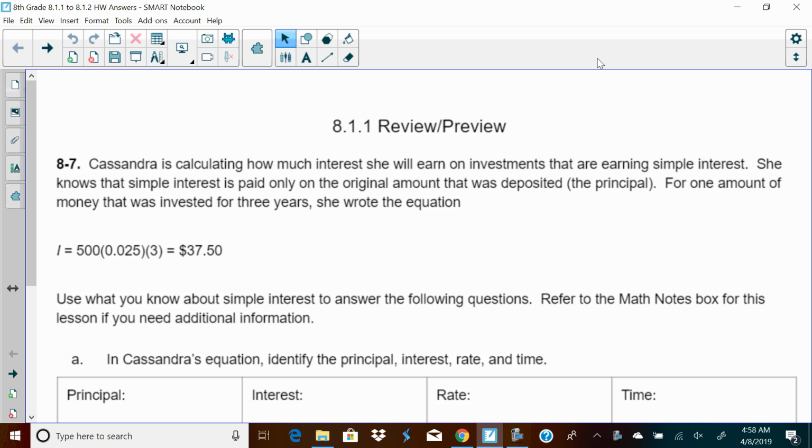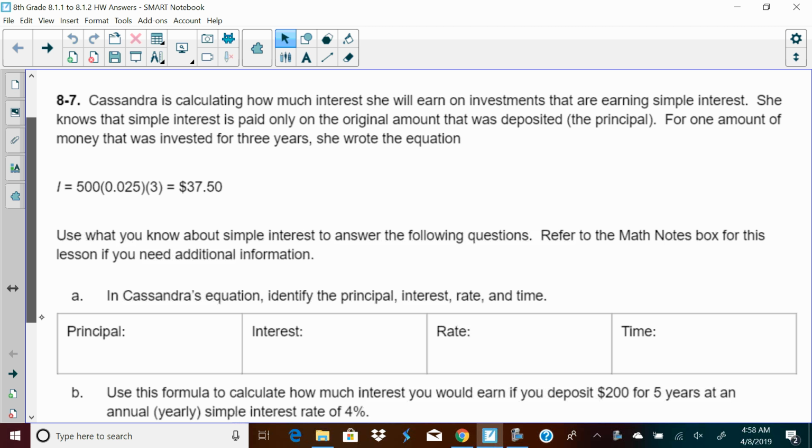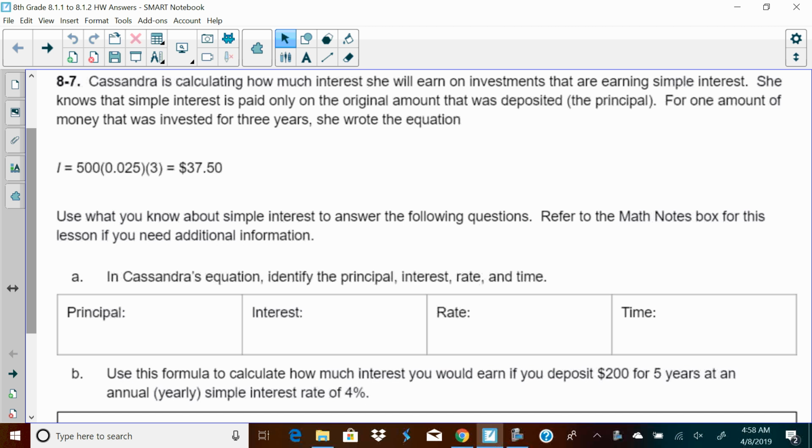Okay, the answers to the A11 review preview. Cassandra is calculating how much interest she will earn on investments that are earning simple interest. She knows that simple interest is paid only on the original amount that was deposited, the principal. For one amount of money that was invested for 3 years, she wrote the equation 500 times 0.025 times 3 equals 3750. Use what you know about simple interest to answer the following questions.